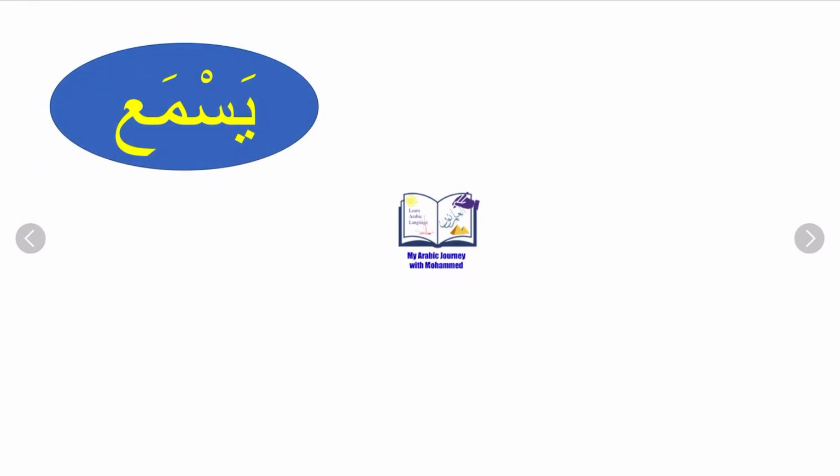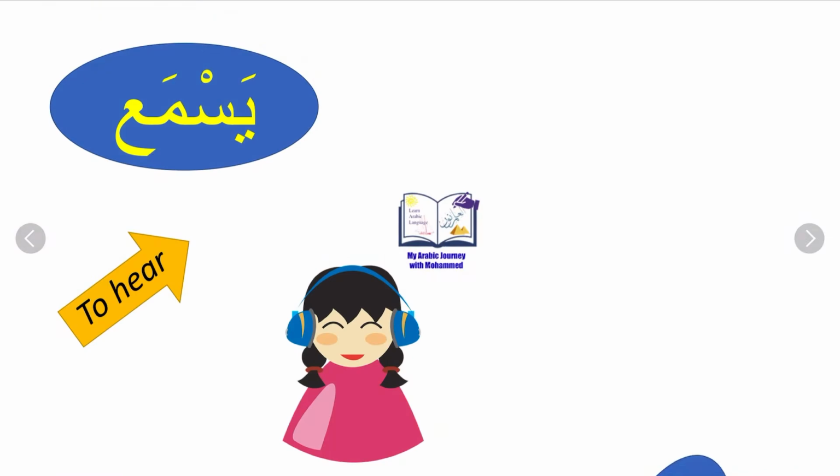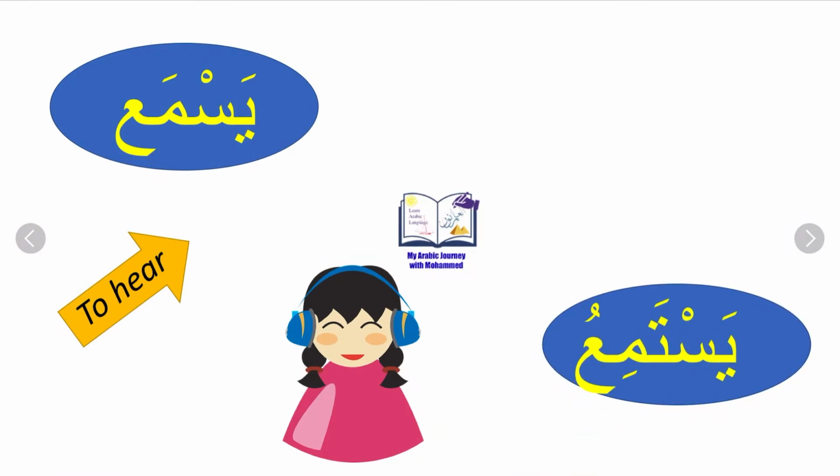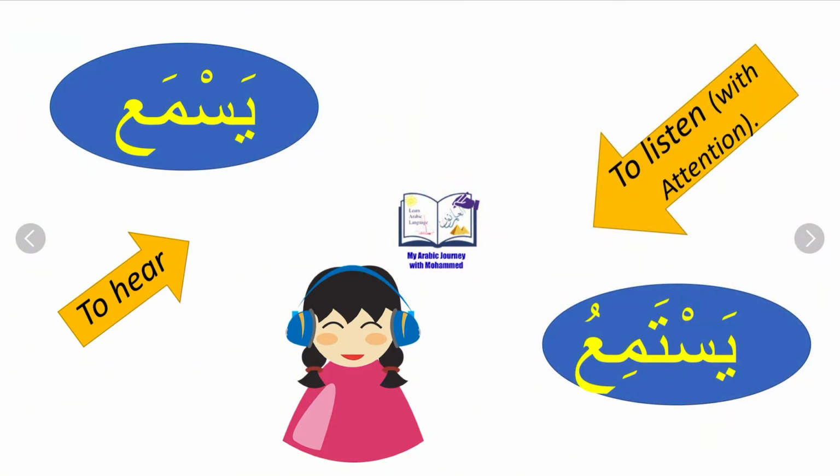يسمع, and it means to hear. يسمع, to hear. And يستمع is to listen with attention. So يسمع means to hear and يستمع to listen with attention. Let's see examples.